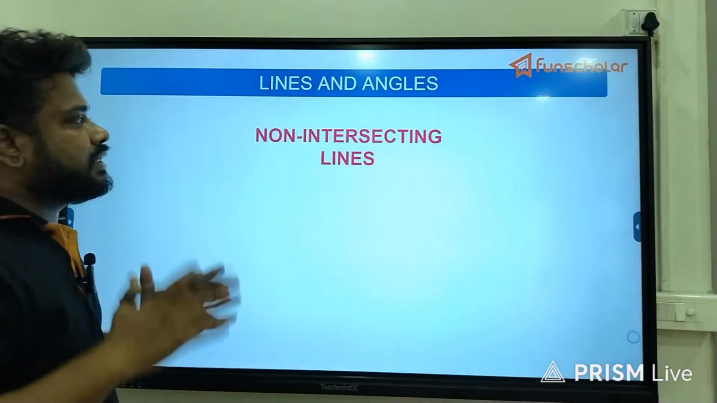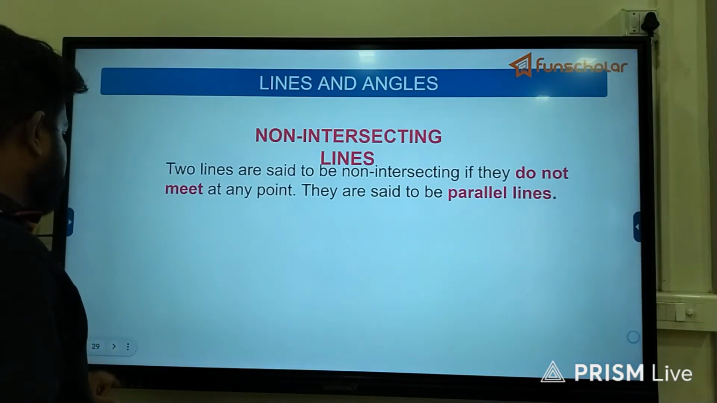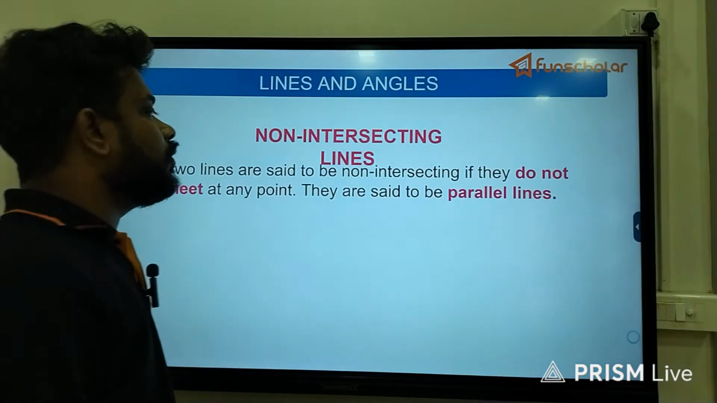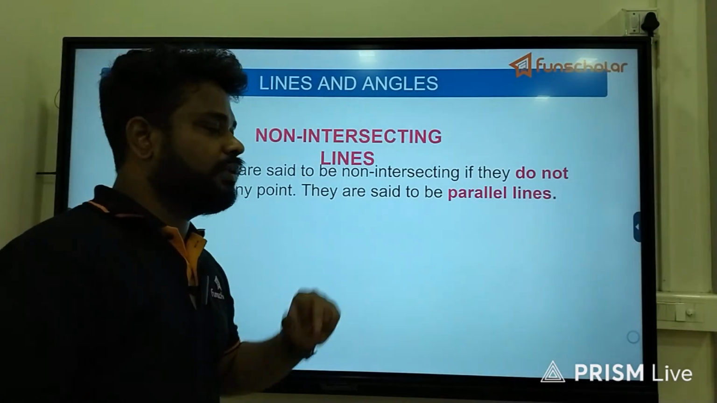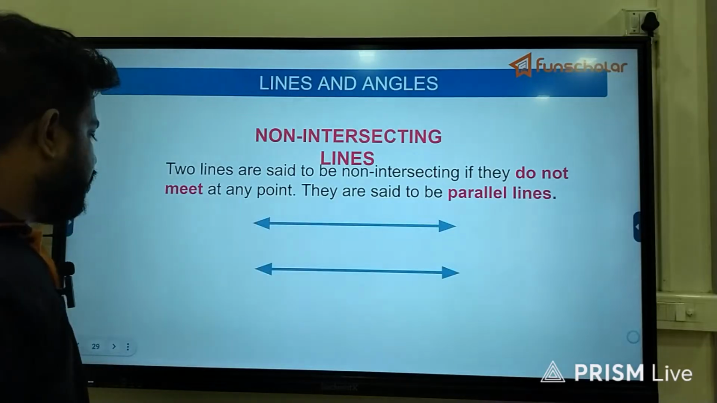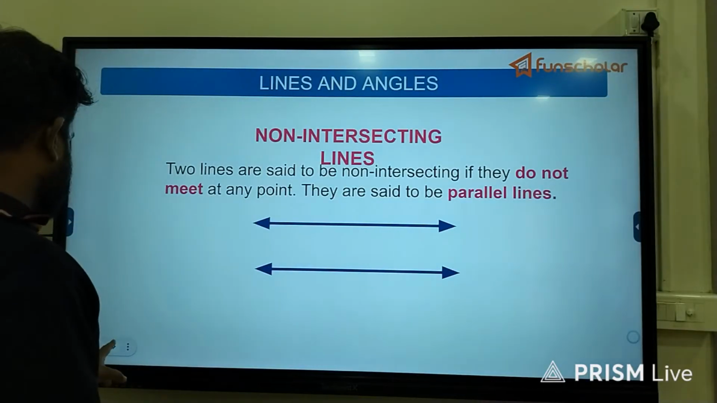So now we'll be discussing non-intersecting lines. Two lines are said to be non-intersecting if they do not meet at any point. They are said to be parallel lines. Okay, and the examples are like this.